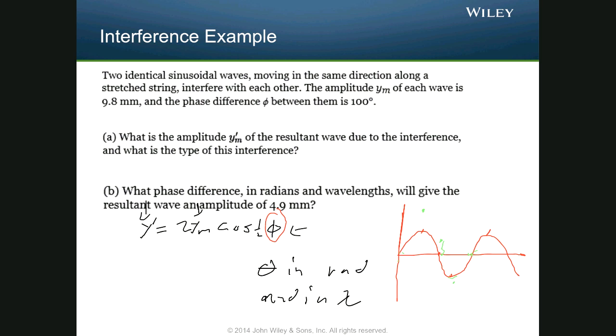Well, that's times pi. That'll get you into degrees. That's not what we want. We want it in wavelengths, Henry. So careful. You're just converting that 100 pi into radians, right?